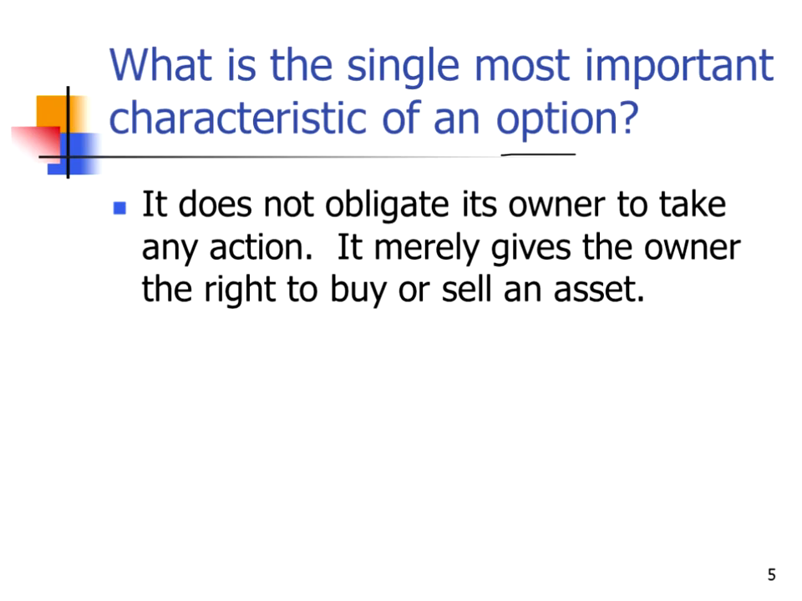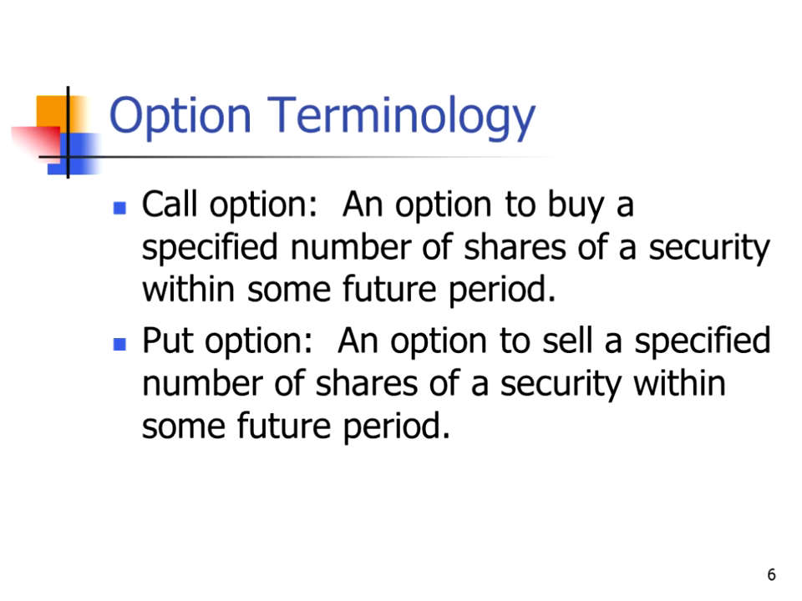So what is the single most important characteristic of an option? Now this is an American option, not European. It does not obligate its owner to take any action. I mean, it's also true in European because you don't have to buy it if you don't want to. So if you don't want to, you don't have to exercise your option. The most you will forgo is what? The transaction cost, the price that you paid to buy the option. It merely gives the owner the right to buy or sell an asset.